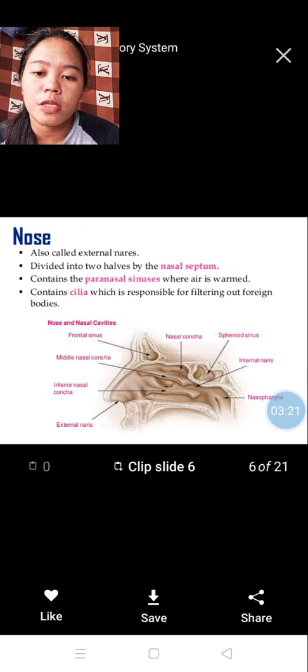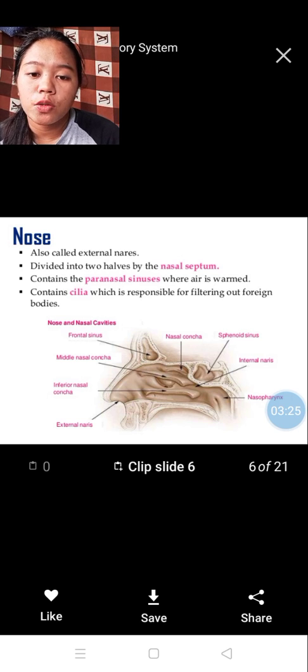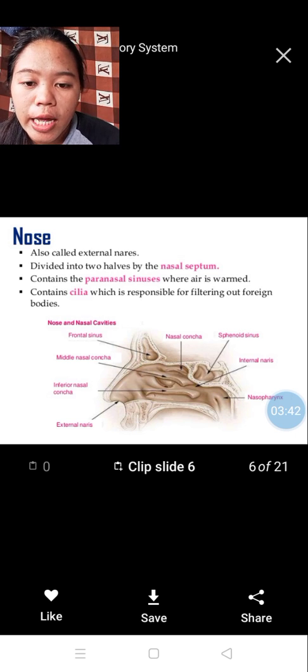So we have here the nose. The nose is also called the external nares. It is divided into two halves by the nasal septum. It contains the paranasal sinuses, where air is warmed. Also, the nose contains cilia, which are responsible for filtering out foreign bodies. So we have here the diagram of the nose and nasal cavities.